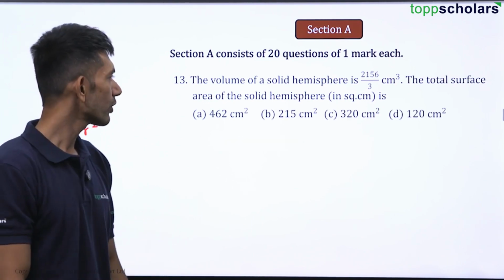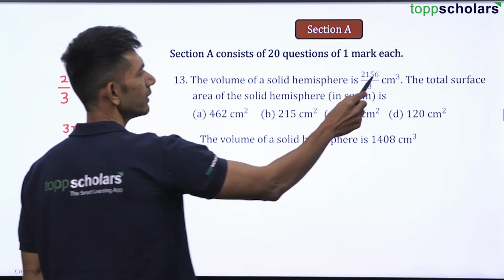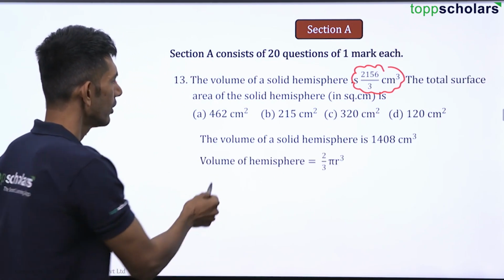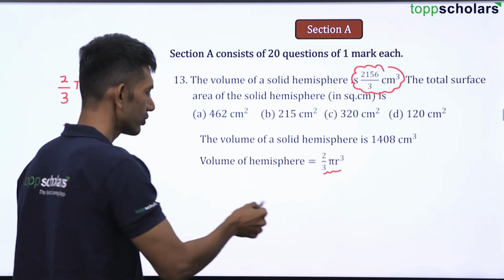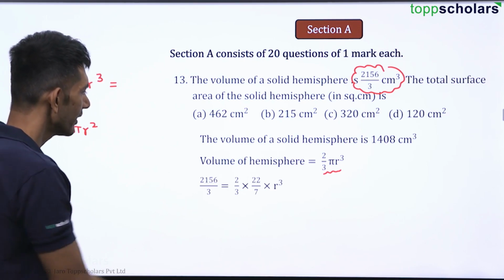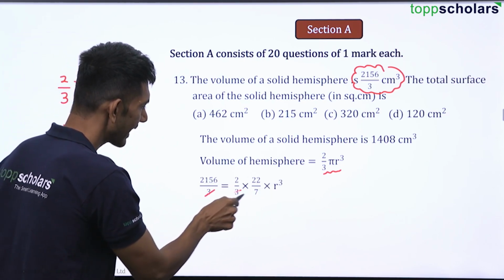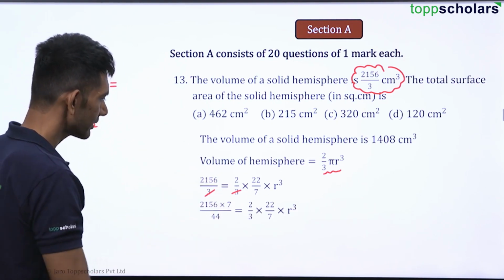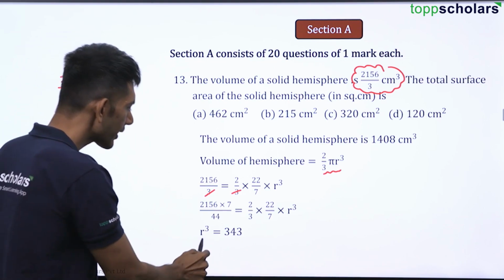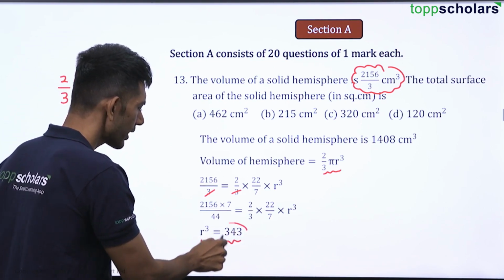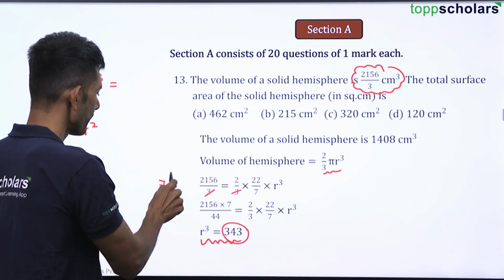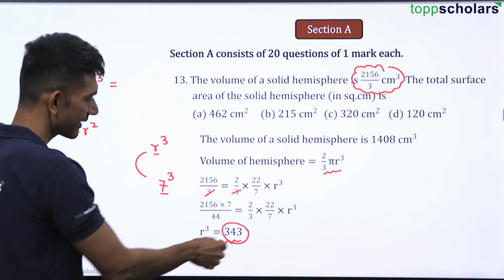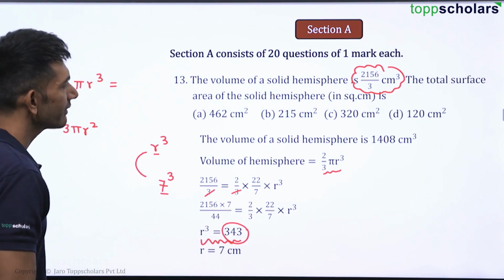4 options are given. So what is the volume given? The volume is already given, 2156 by 3 centimeter cube, correct? So put the values. Volume of hemisphere is 2 by 3 pi r cube. So can I say 2156 by 3 is equal to 2 by 3 pi r cube. 3 will get cancelled, 7 will go that side, 2 into 22 will be divided, and after shuffling of terms we are going to get r cube is equal to 343. So 343 is nothing but 7 cube. So if r cube is 7 cube, r will be 7, right? Radius is 7 centimeter.